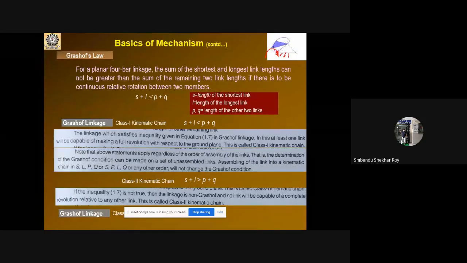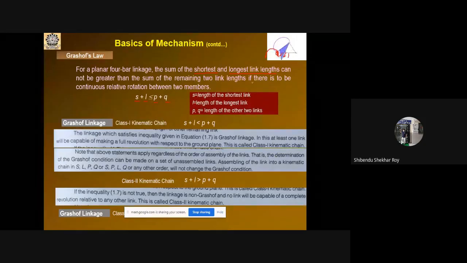So this statement is very important. Don't follow the Indian books. They are half-heartedly written. The full statement of the Grashof law is: the sum of the shortest and the longest link length cannot be greater than the sum of the remaining two. That means if the shortest link length is S and the longest link length is L, the summation S plus L should be less than or equal to the sum of the remaining two link lengths, P plus Q.